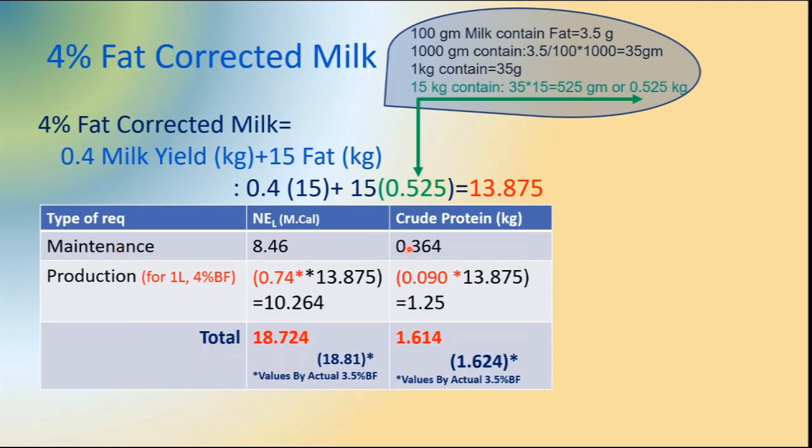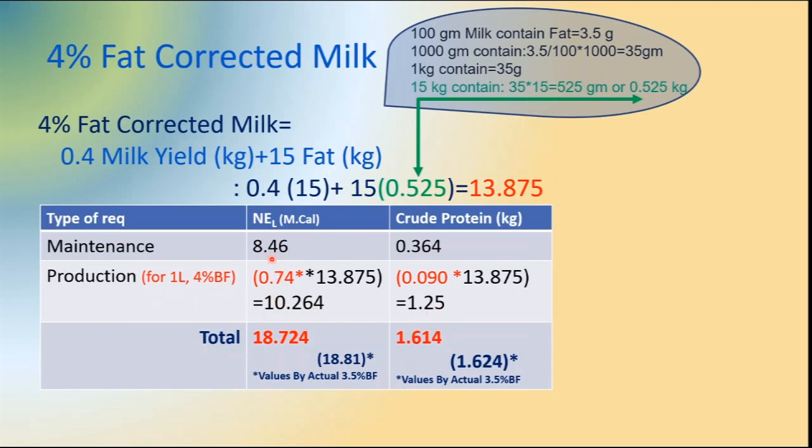Look at this table, the maintenance requirement is the same, but for production, we have considered here 4% butter fat. So for 4% butter fat, the requirement is 0.74 for 1 liter of milk production. We will multiply it with 13.87, the quantity of milk, so that we can get the value for 15 liter of milk production that has 3.5% butter fat. So then comes the protein. That requirement is 90 gram. It is converted into kg, and we multiply it with 13.875, so that we have the total amount of protein required for this 4% butter fat milk.